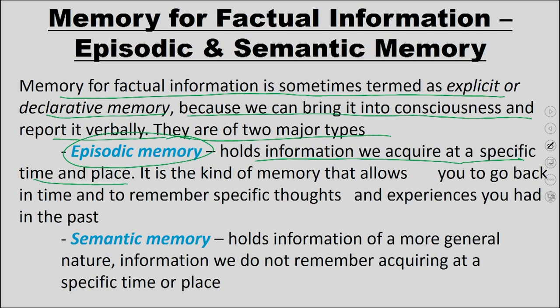For example, if you think about your first day at whatever college you are studying in, then the memory unfolds in a timely manner, which means that the first day will start with morning, and then it will tell you all the events that happened one by one in a time sequence and a space sequence. And that is the idea of autonoetic consciousness. It is the kind of memory that allows you to go back in time and remember specific thoughts and experiences you had in the past.